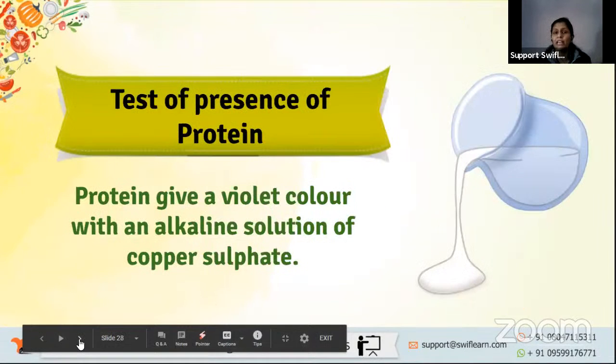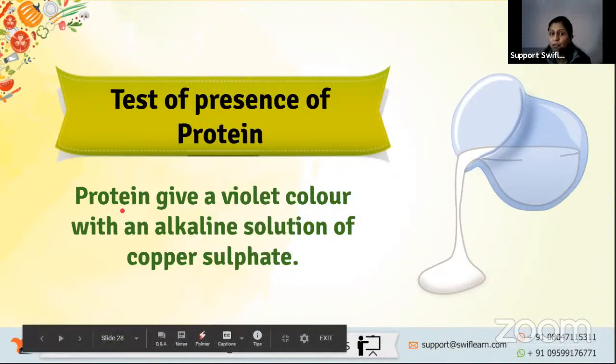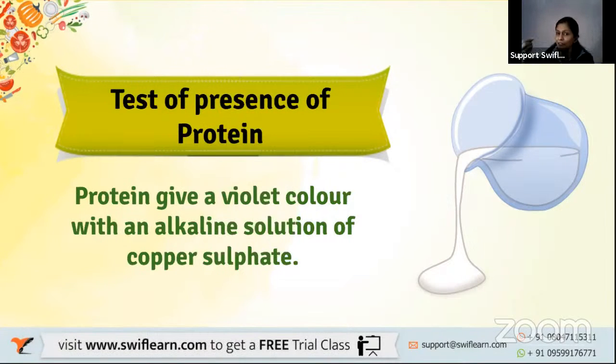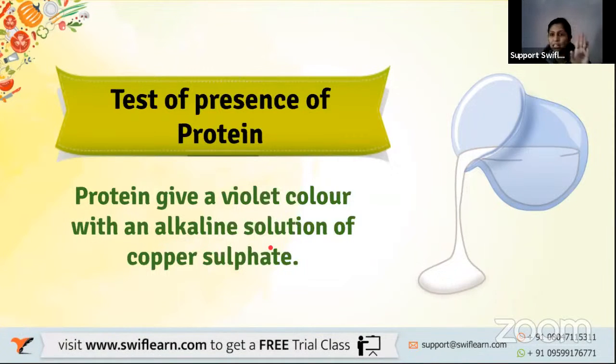Now, how can we check for the presence of protein inside the food item? Keep this in mind, children: protein gives a violet color when we use an alkaline solution of copper sulfate. That is, when we pour an alkaline solution of copper sulfate on an item, what will be the color change? The color of the food item that contains protein will change to violet. This experiment you can do with the egg white, because when we checked egg white for starch, starch was not there because it is rich in protein. So the same experiment can be done for the egg white.